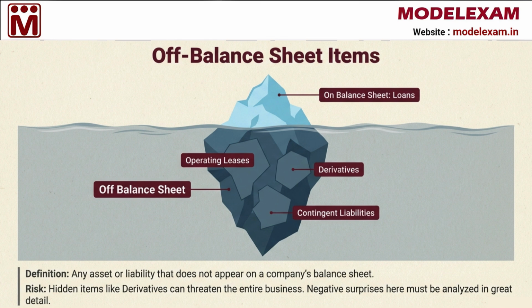Think of a company's risks like an iceberg. The balance sheet only shows you what is above the water, like loans. But there is a massive chunk floating underwater that you cannot see. These are off-balance sheet items. They include operating leases, contingent liabilities, and derivatives used for hedging. While positive surprises here are fine, negative surprises can threaten the existence of the business. You must dig into the notes to find these hidden risks.